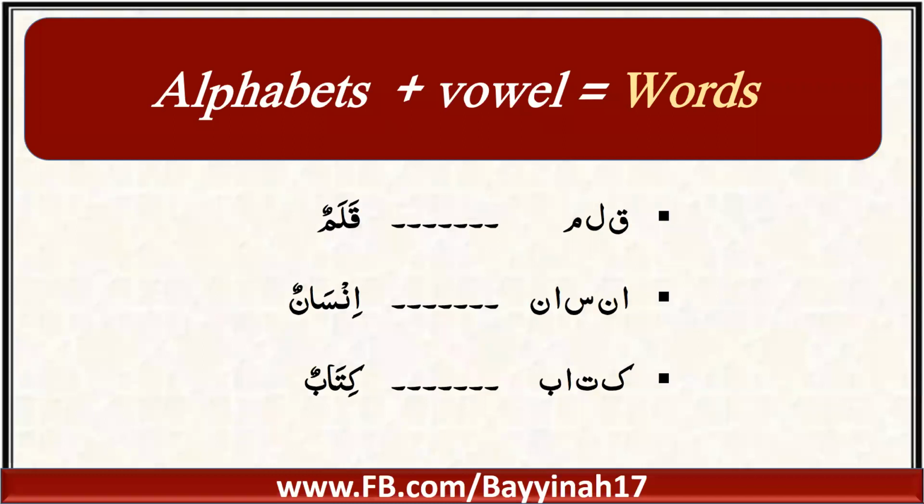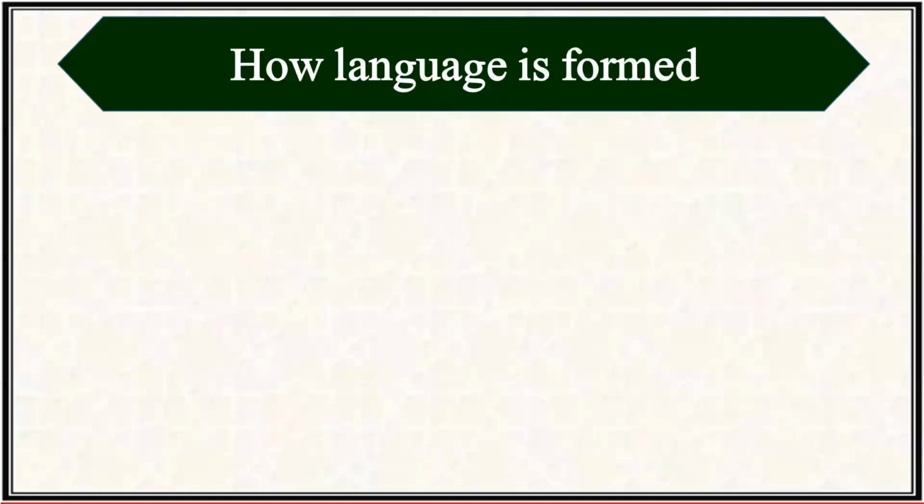Now, alphabets and vowels, once they join together in Arabic, they form words. Examples are as shown on this slide: Qaf, Lam, Mim. And once we put suitable harkat on these letters, they make a word, qalamun. Alif, noon, sin, alif, noon: while putting on the suitable harkat, it makes insan, and likewise kitab is an example. So now we have learned how Arabic words are formed. It is very interesting to know how language is formed in general, and Arabic in particular.